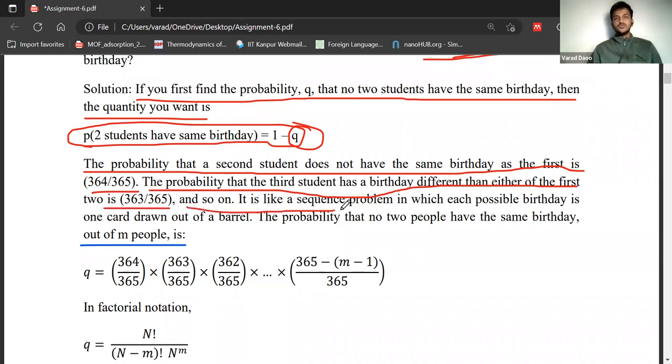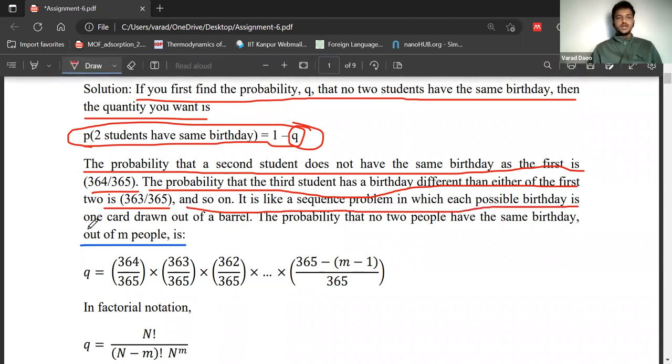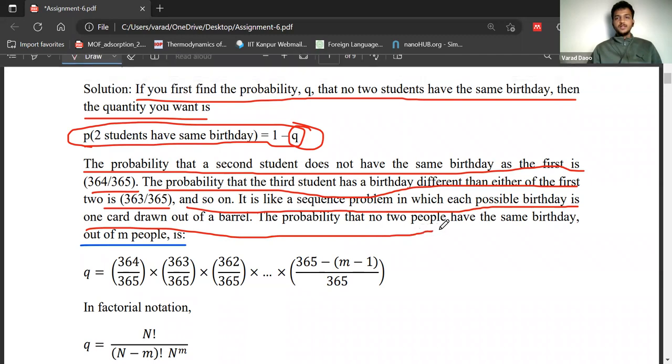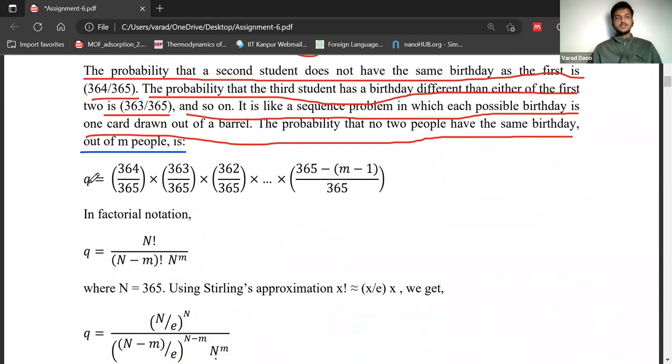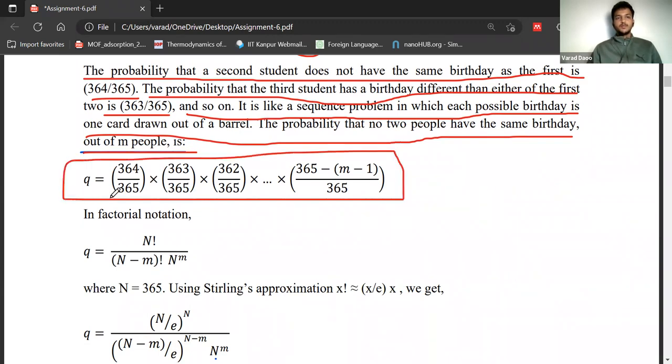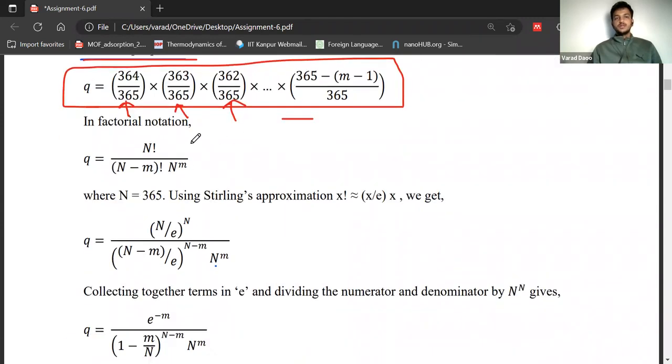And so on. So this will go on. It's like a sequence problem in which each possible birthday is one card drawn out of a barrel. The probability that no two people have the same birthday out of m people is this one, right? This is the probability that the second student does not have the same birthday as the first. This is the probability that the third student does not have the same birthday as the first two. This is the probability that the fourth student does not have the same birthday as the first three, and so forth. When we write it in the factorial form, it comes out to be this.